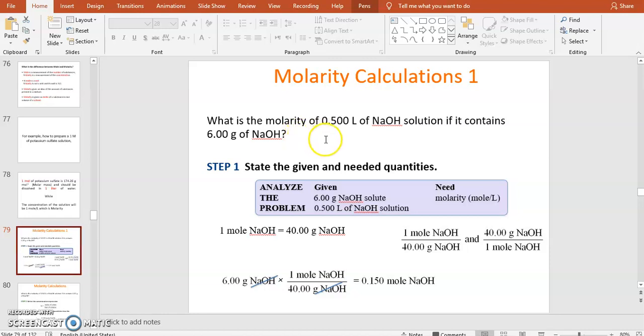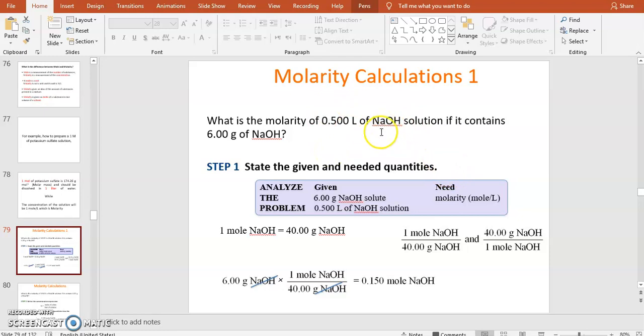What is the molarity of 0.5 liter of NaOH solution if it contains 6 grams of NaOH? So they're asking about molarity. Basically they want the moles of NaOH over 1 liter. Okay.